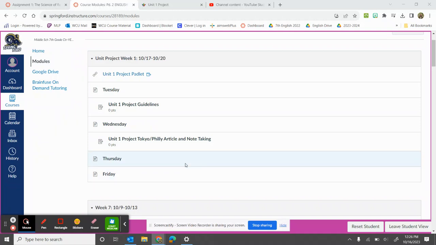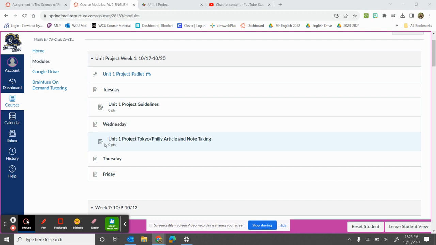So, over the next few days, we're going to move into the next part of the project. Before we can even think about writing or doing a graphic organizer, we first need to figure out one, what two cities are we comparing, and two, how are they similar and how are they different?